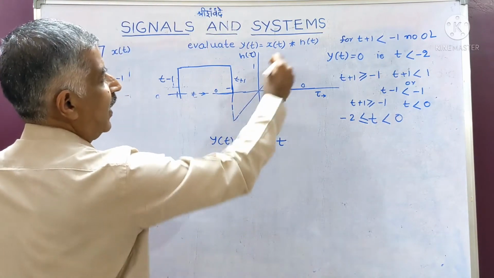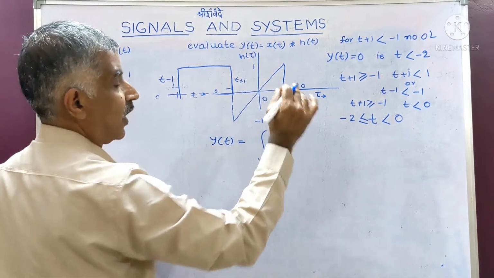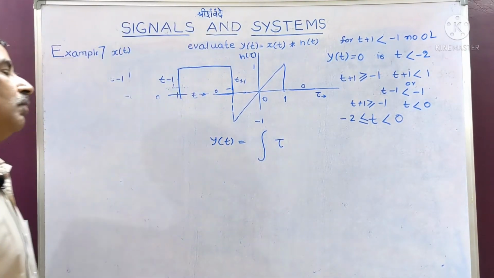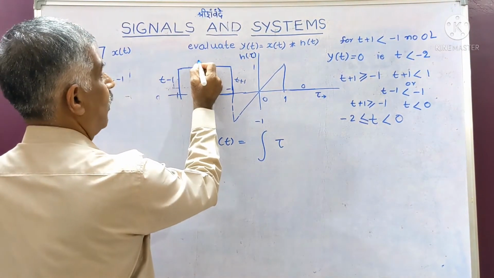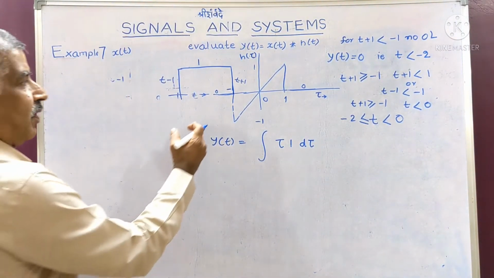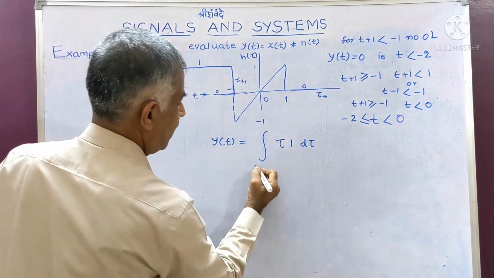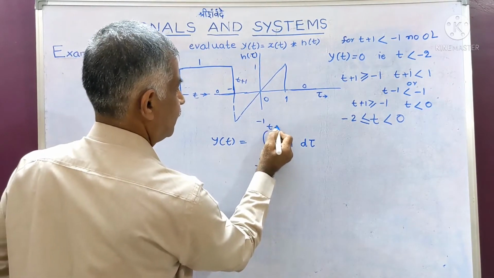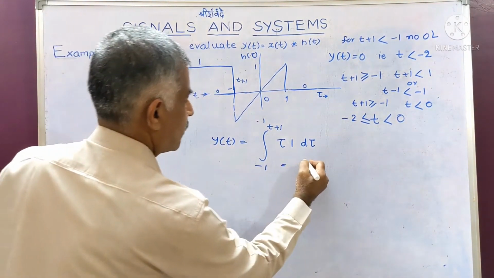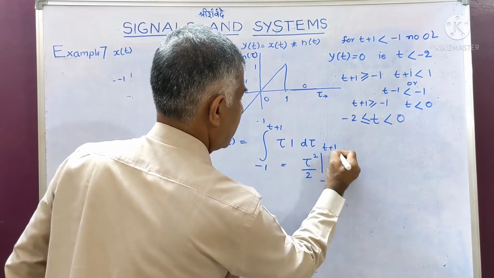I am writing the mathematical form, but this is h of tau. Therefore, convert h(t) to tau, that is tau, and this height is 1. Integral of tau into 1 d tau. Now between minus 1 and this edge, that is minus 1 to t plus 1. Therefore, tau square by 2, then limit minus 1 to t plus 1.